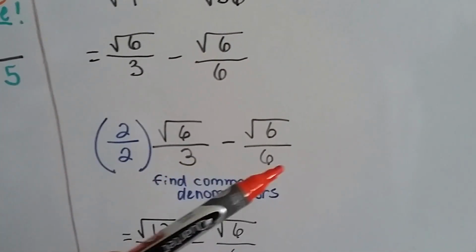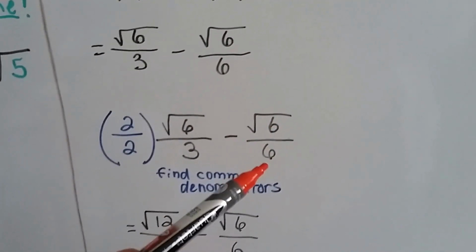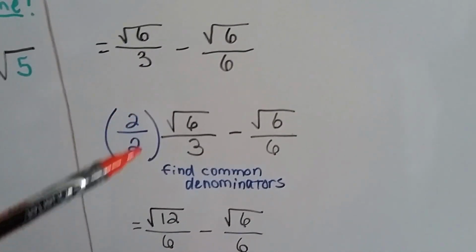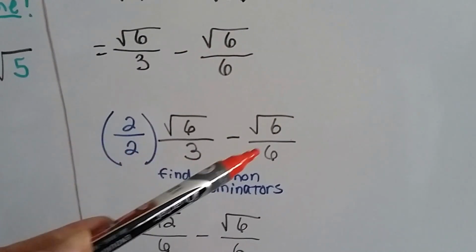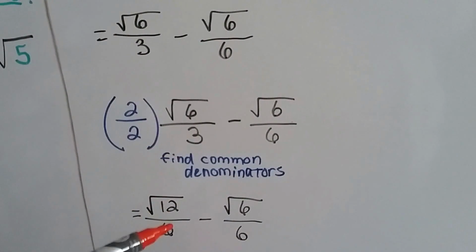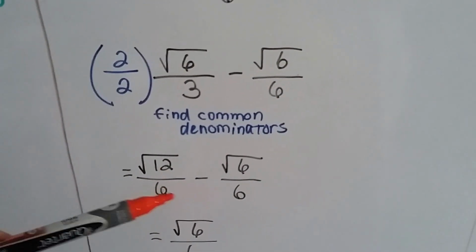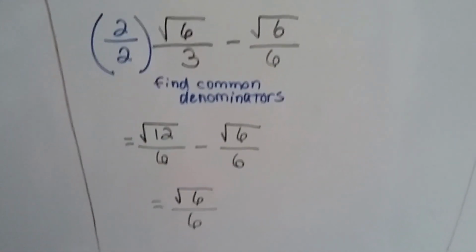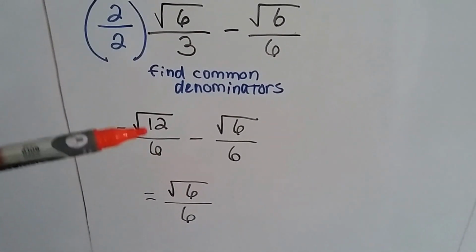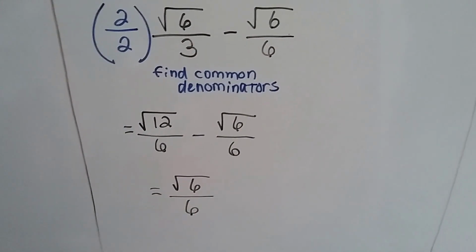So what can 3 and 6 meet at? They can meet at 6, can't they? So 6 is going to stay the same. We're not going to do anything to him, but we're going to multiply the numerator and denominator of this one by a 2 for each so that we can get them to be at the same denominator. So 2 times 3 is a 6, and 2 times 6 is a 12. So now we've got square root of 12 over 6 minus square root of 6 over 6. See? Now, because they have the same denominator, we can just subtract. And square root of 12 minus square root of 6 is square root of 6 over 6.